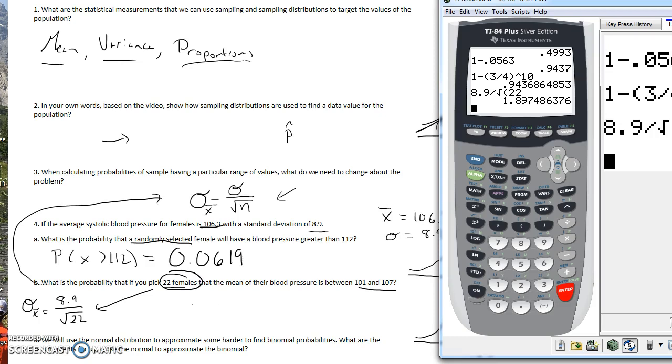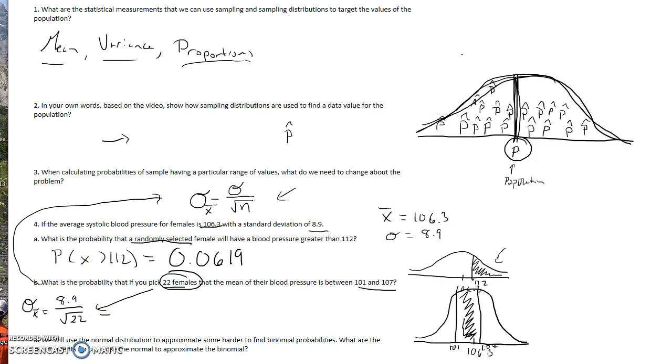And that gives us 1.90. We'll round this to 2 decimal places. Or actually, let's take it out further: 1.8975. So now this is going to be my standard deviation. My mean is still 106.3. And this time you can see we're going to use in between, right?